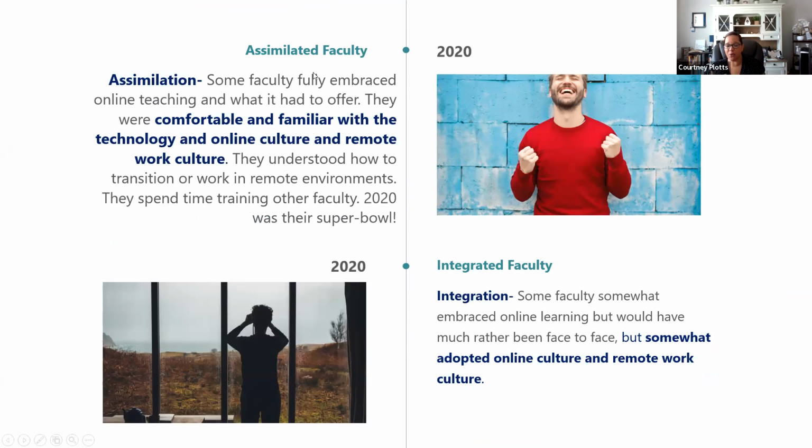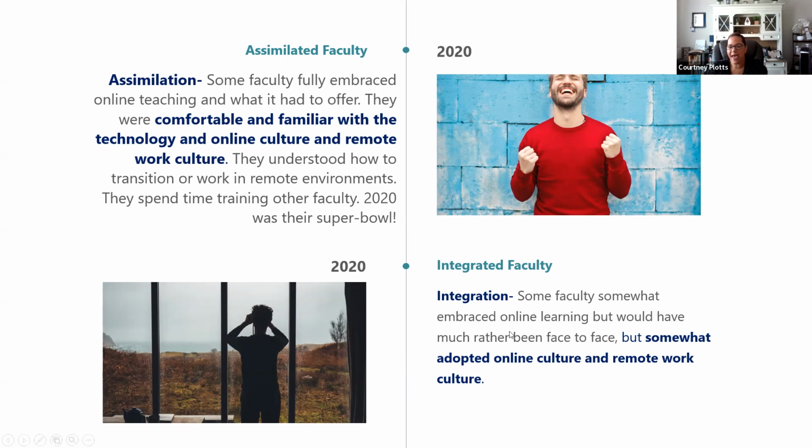So there are some people that reacted to that level of stress as assimilated faculty. And they said, oh yes, this is my Super Bowl. I have been waiting for 5 years to show my boss how wonderful remote work can be. I will mentor my colleagues. I am going to get more Zooms. I am going to spend my own money to get apps to help everyone. This is wonderful. And the reason that they could do that was because they were familiar enough with the online space and the culture that was associated with it to make that happen.